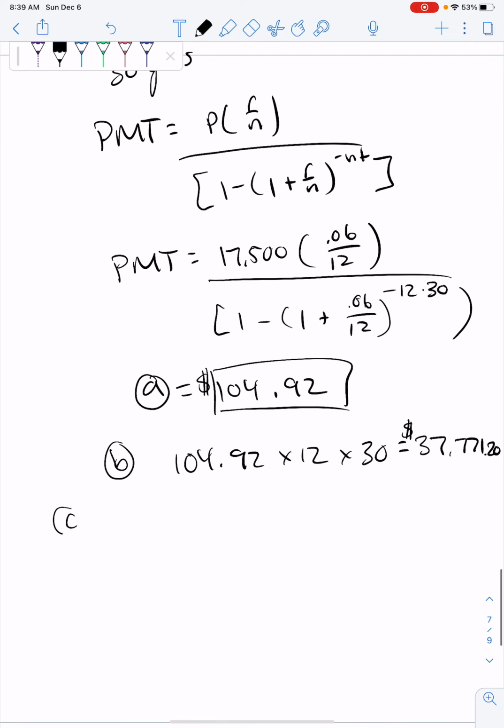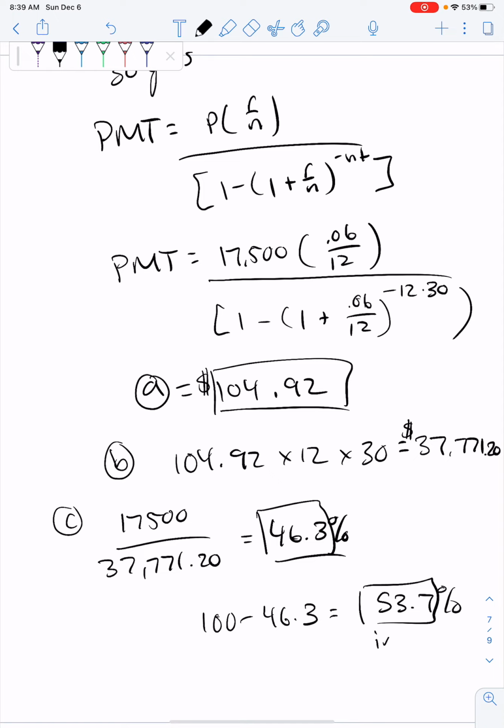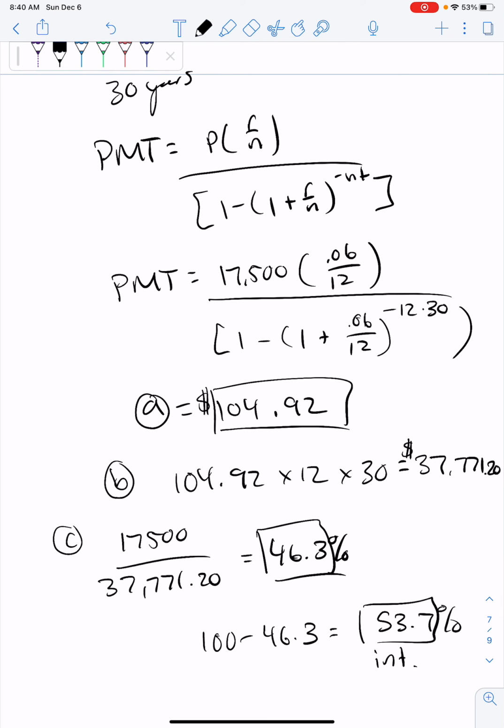For part C, to figure out the percent that went towards the principal, well, I borrowed $17,500 and my total was $37,771.20. So I divide that and I get 46.3% that went towards the principal, which means 100 minus 46.3, which is 53.7%, is what went towards interest, okay? All right, if you need to see that one done slower, go back and watch number 15. We go through that one a lot slower.